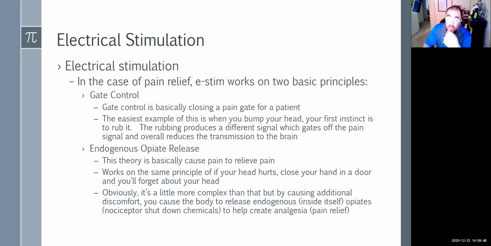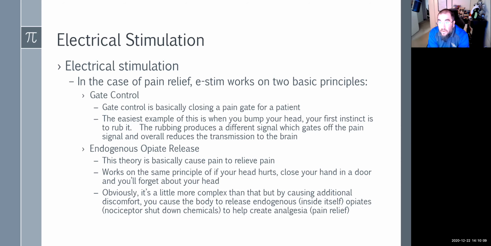In the case of pain relief, E-stim usually works on two basic principles, either the gate control theory or the endogenous opiate. Now, this is really oversimplifying it. So please don't think this is everything you need to know here, but this will hopefully set you up for next semester so that when you talk about this, it goes, oh, now I understand. This makes sense now, right?